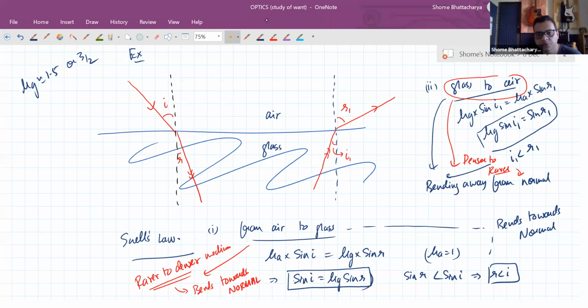No, not Doppler's effect, Piyush. Doppler's effect is not part of your 10 plus 2 syllabus. Doppler's effect in sound is there, but not in optics.